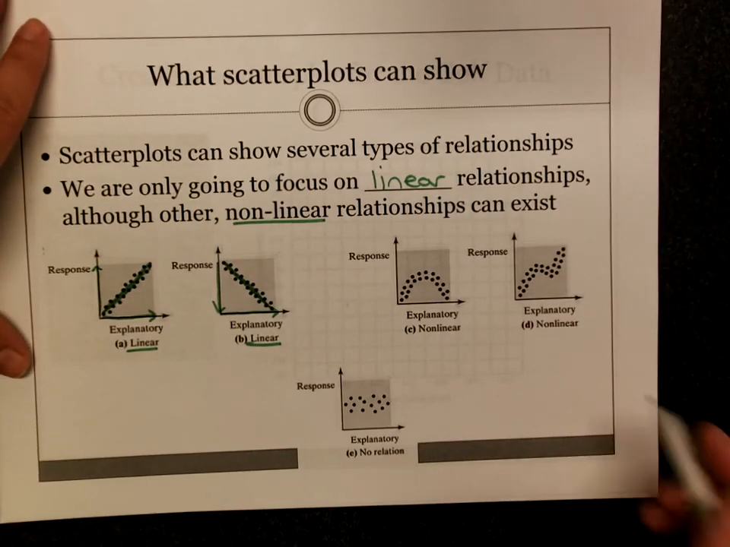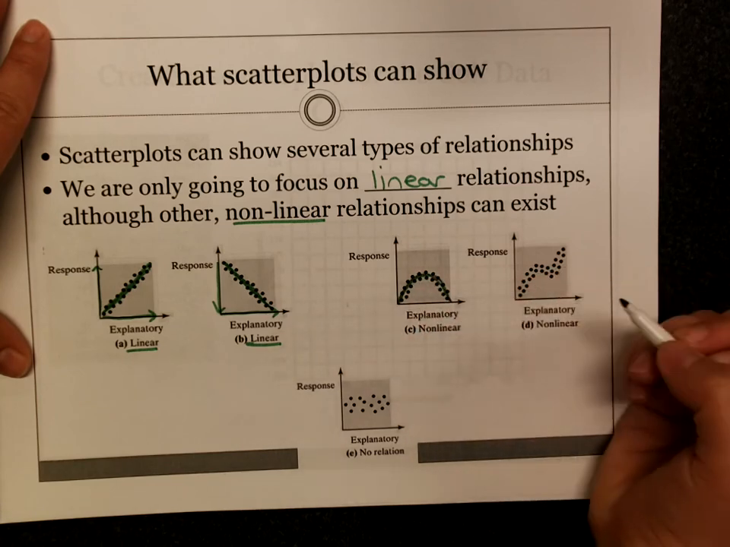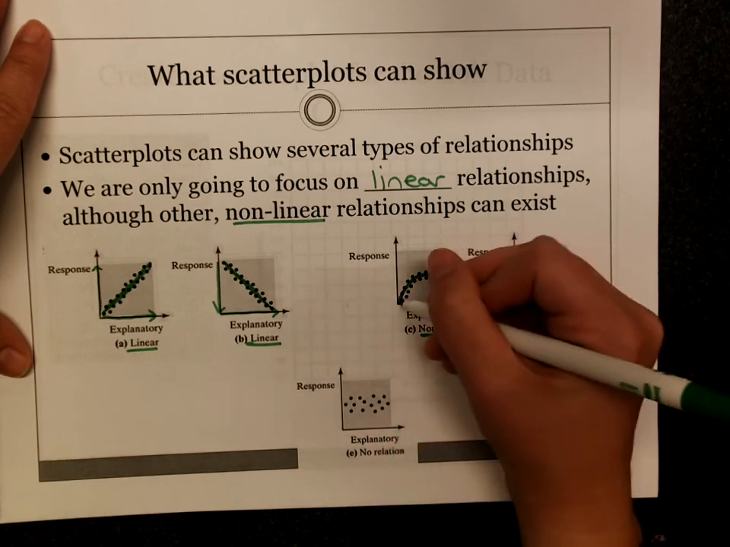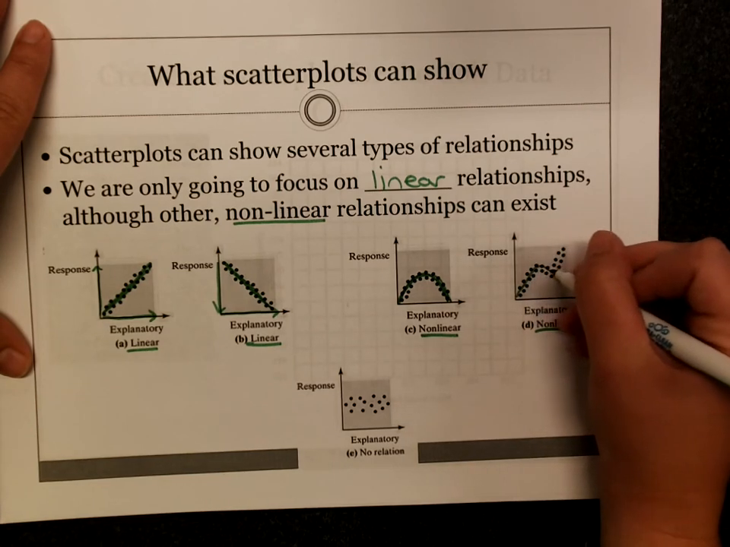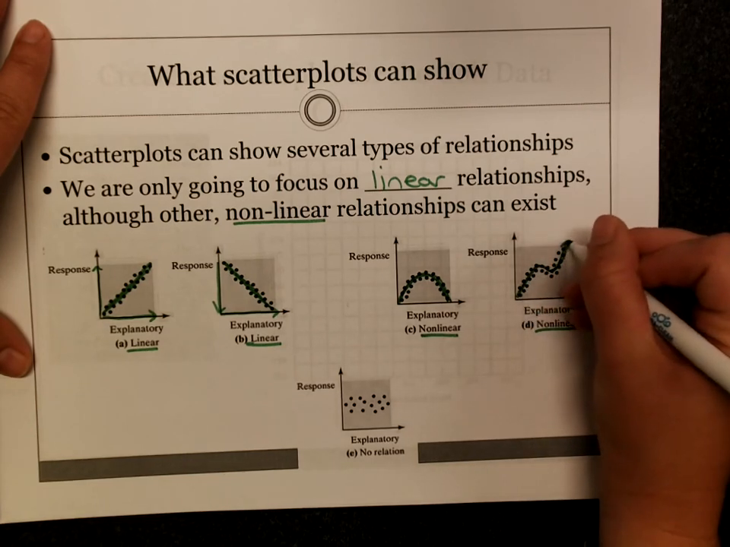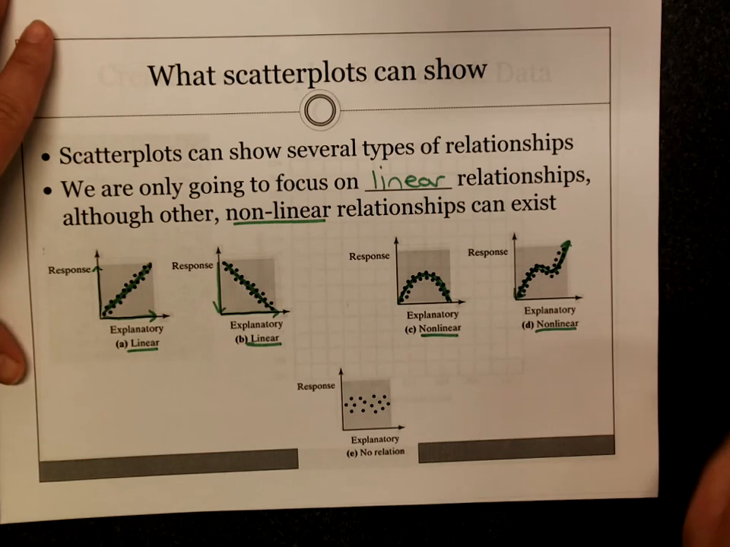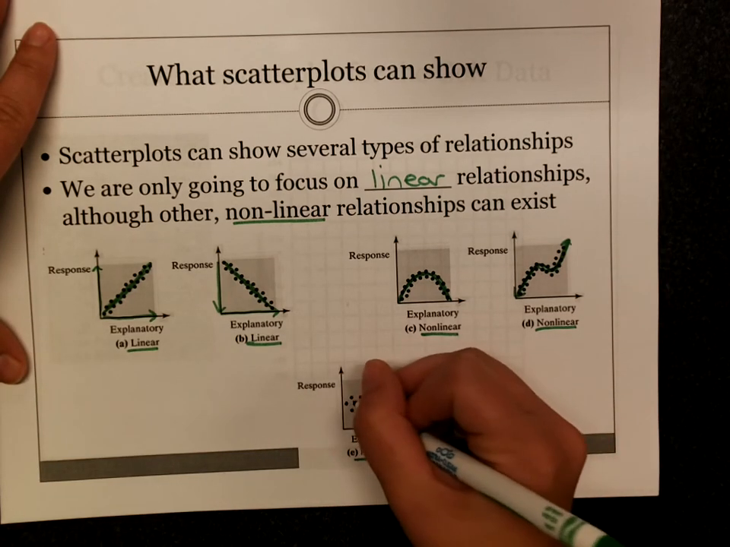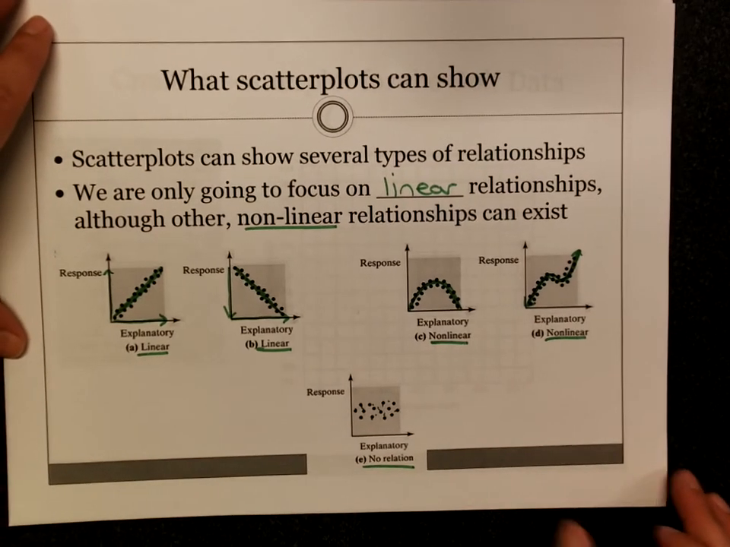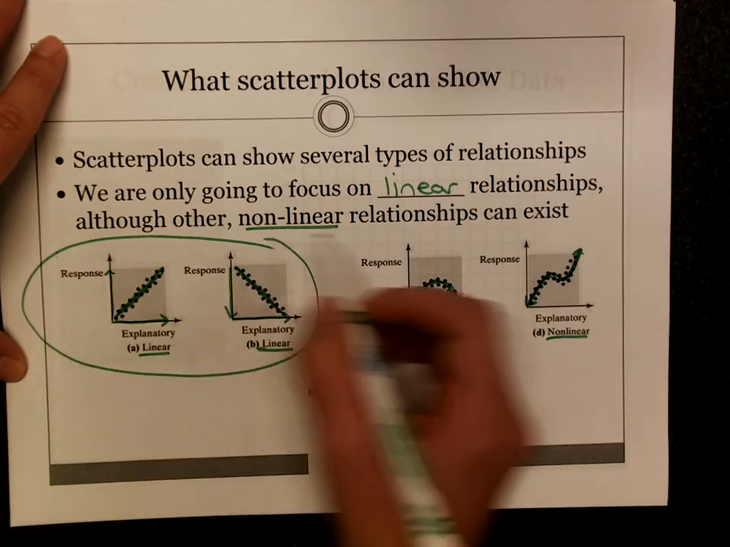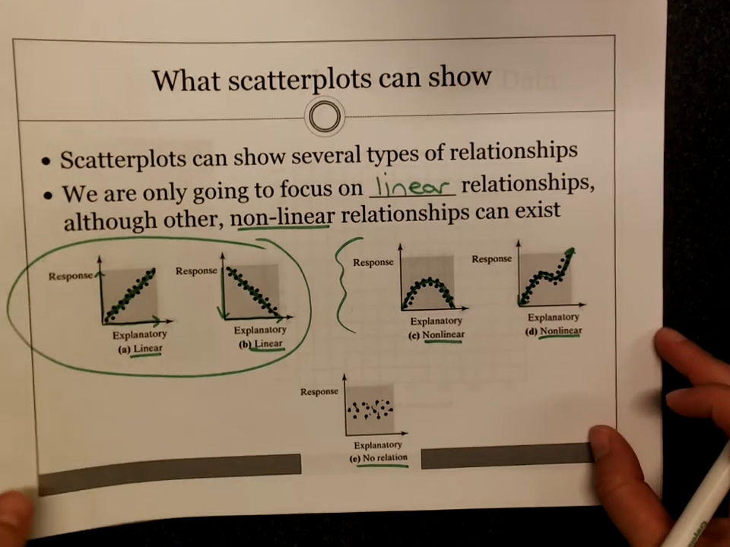You can have other relationships. Projectile motion has a negative quadratic relationship, so it's nonlinear. We don't really care that it's quadratic, that's just the parabola shape. There's another nonlinear one. This is a cubic function. Remember that from college algebra. Not really important that we know that it's cubic, we just know that it's not a straight line. Then you could just have no relationship whatsoever, where the scatter plot points are just all over the place and there's not a relationship. So this is where we're going to focus our attention, is linear. Just know that there are other nonlinear relationships out there that you might study further down in your education.